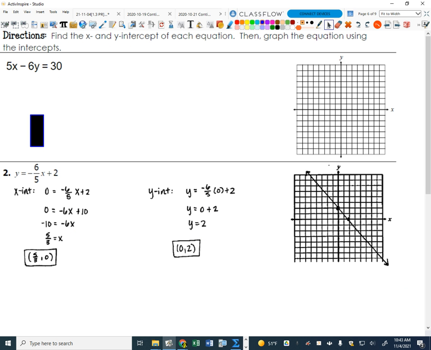Okay, let's practice this intercept stuff. Let's try this cover-up trick and see if we can graph this line by using the intercepts. Okay? So let's take this top line up here. It's in standard form, 5x minus 6y equals 30. Let's see if we can find the intercepts. So let's find the x-intercept first.